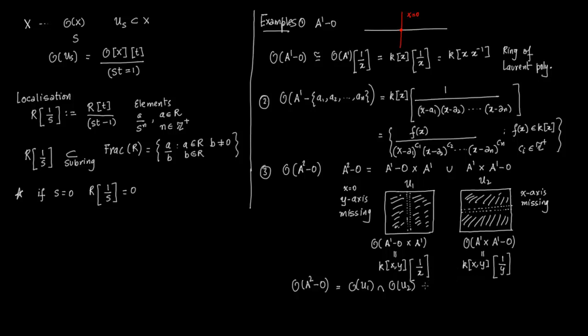The union U1 union U2 becomes O(U1) intersection O(U2). This is from the laws we had discussed before in terms of how sets behave under rings. So notice the union has become an intersection, and when you take the intersection of k[x,y] adjoin 1 by x with k[x,y] adjoin 1 by y, you get k[x,y]. So this is what we have. O of A2 minus 0 is k[x,y], and this is the same as the ring of O of A2.